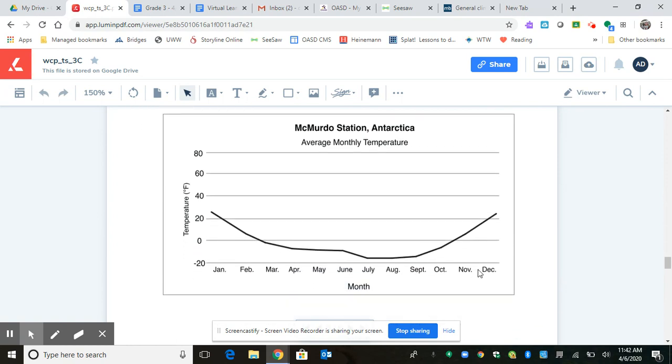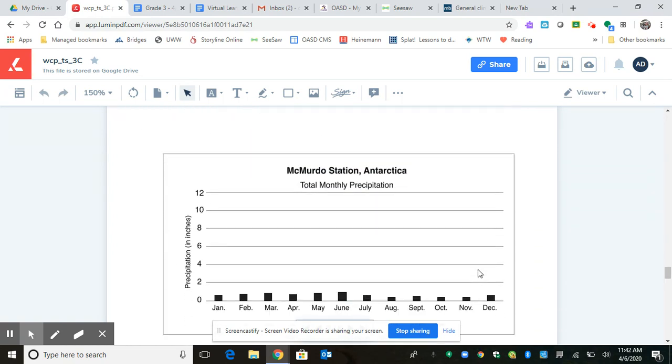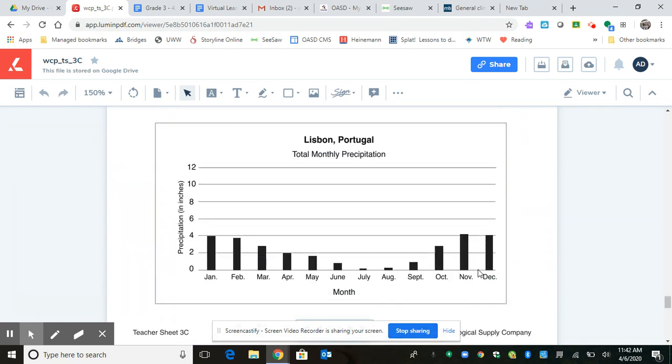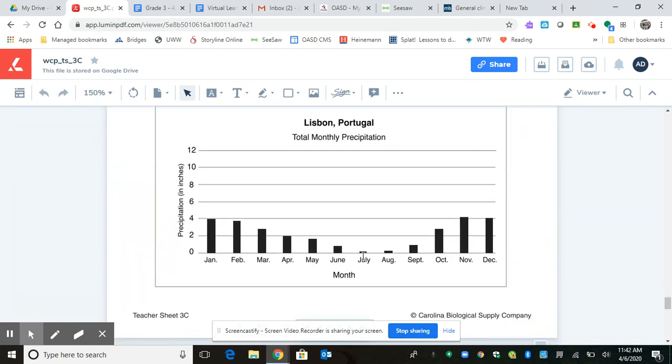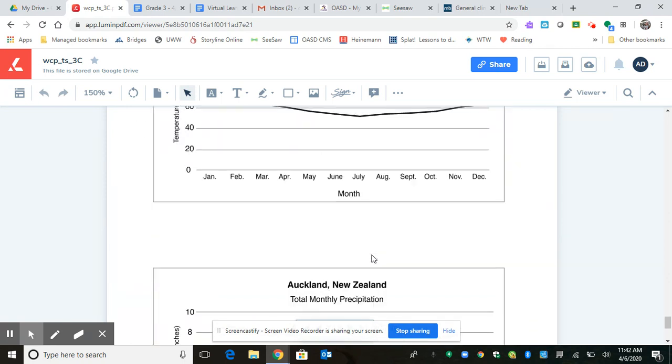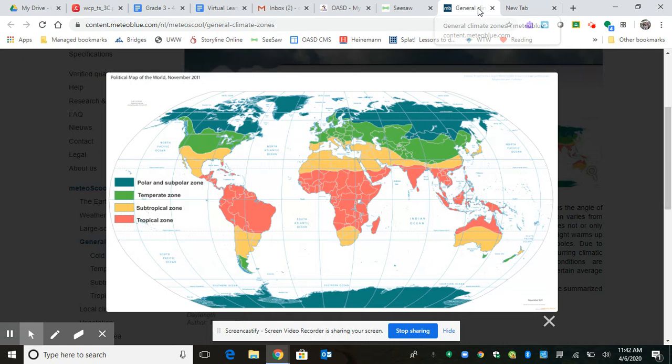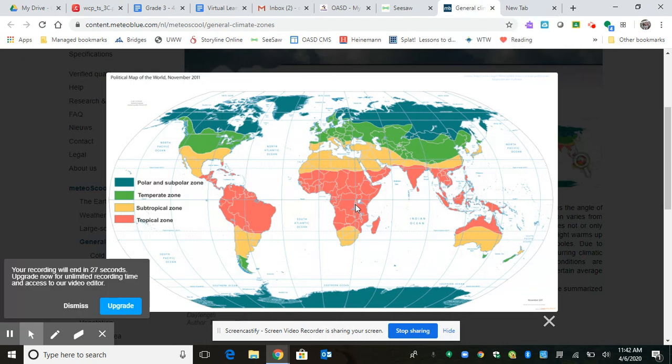Here's Antarctica. Here's Portugal. That's interesting. New Zealand. And if you're really curious about these places, go back to a map. Check out where these places are. Where are they in that climate zone? Again, go back to Seesaw and tell me some of the things that you've noticed.